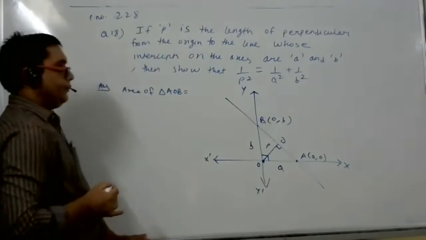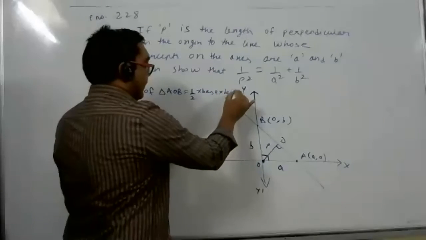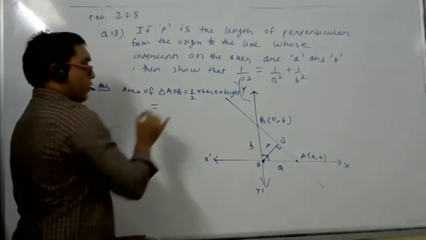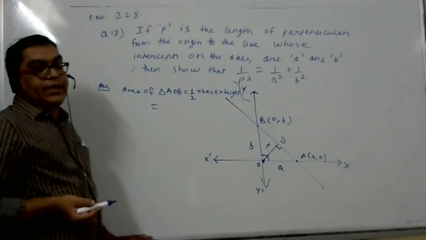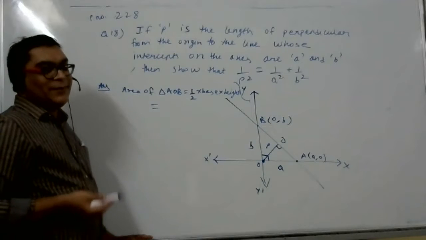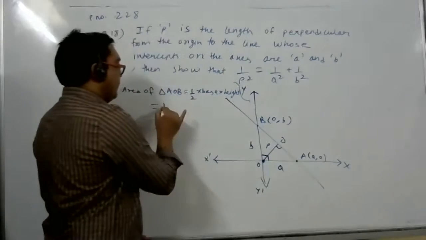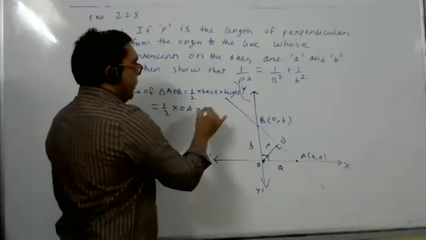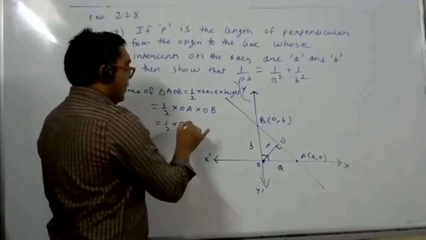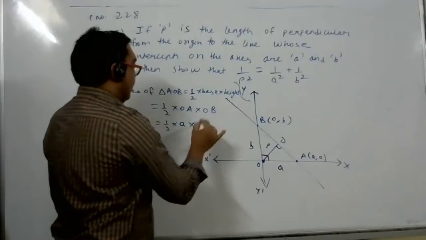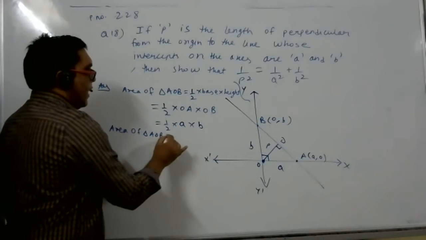AOB. What is the area? Half base into height. Am I right or wrong? Area of any triangle is half base into height only. Say something, I can proceed if you say yes or no. Yes, sir. So what is the base here? Half OA into OB. So what is the length of OA? OA is A. What is OB? That is B. So the area of triangle AOB is half AB.